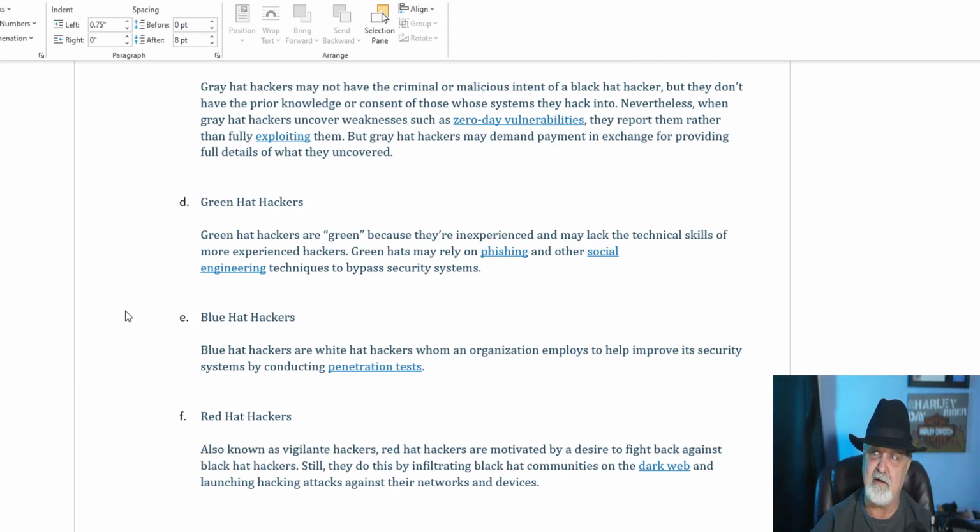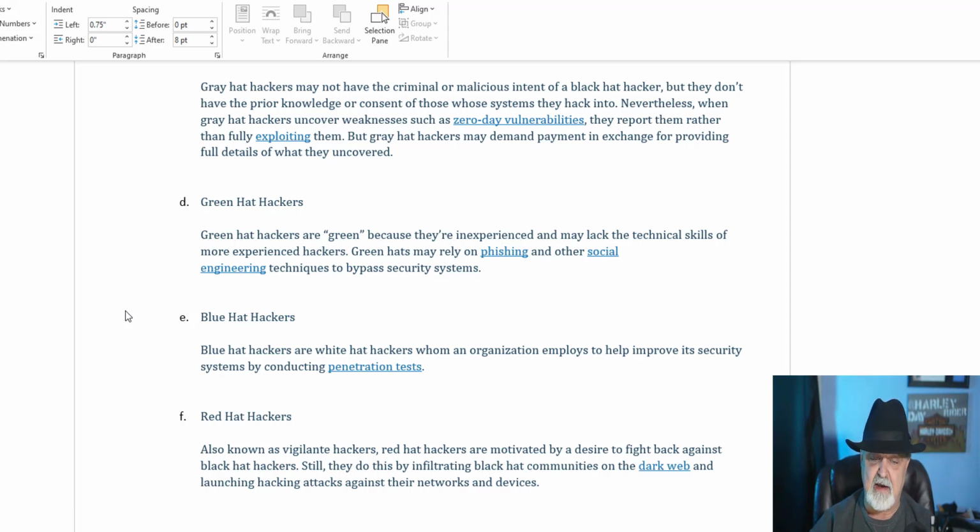Now, there are some hats that you may not hear about. In exploring this whole gamut of penetration testing, I uncovered a couple of hats that aren't talked about all the time. The three main ones are black, white, and gray. Those are the three you need to know. But here's a couple that you will want to put in your back pocket.